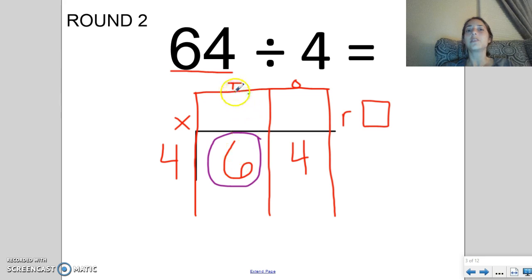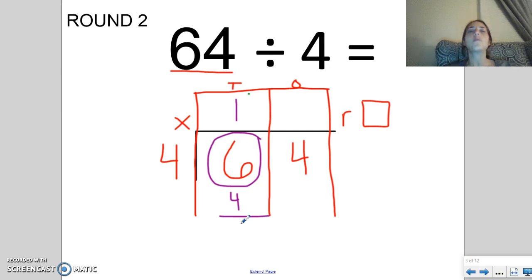Now this 6 really represents 60, but because it's in the tens place, I can just think about it as 6. I want to say to myself, 4 times what gets me closest to 6 without going over? Well, 4 times 1 is 4. That's pretty close. 4 times 2 is 8. That's already too much. So the best I'm going to do is my 1. So if the 4 is my bow and the 1 is my arrow, when I put the bow in the arrow, 1 times 4 landed at 4. So my target was a 6. I landed at 4.